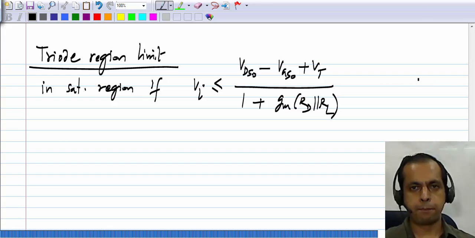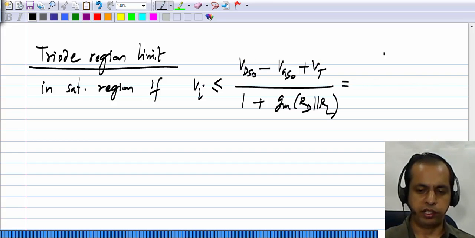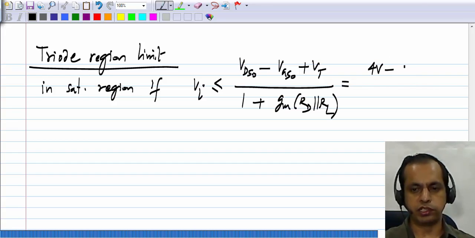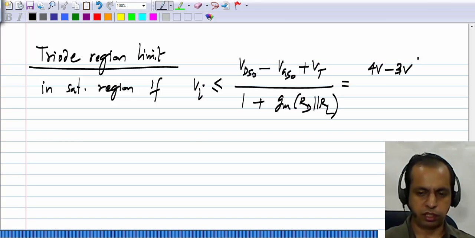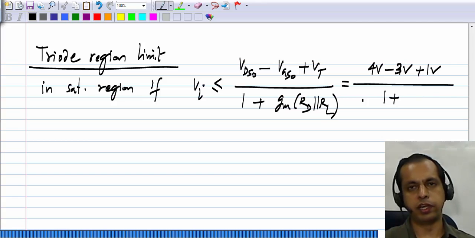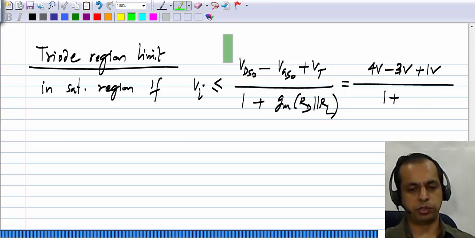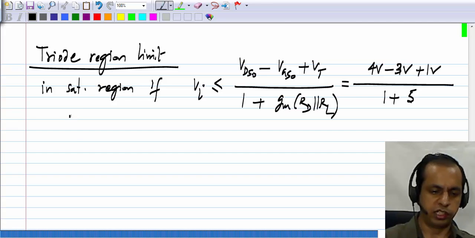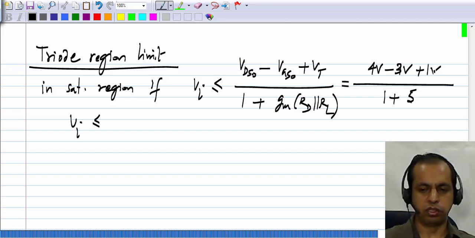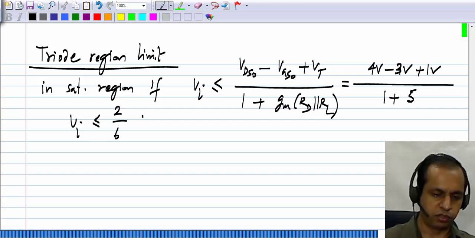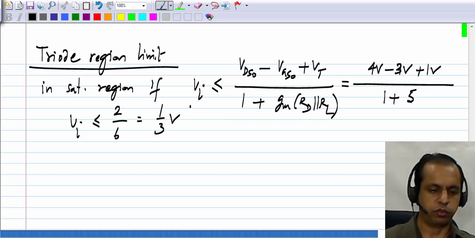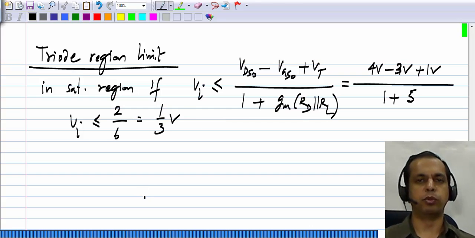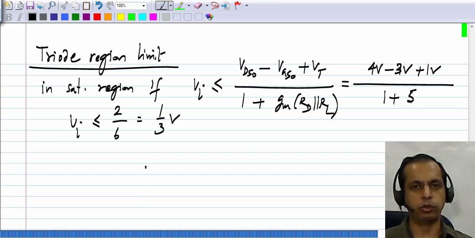And how much is this? VDS0 is 4 volts, VGS0 is 3 volts, Vt is 1 volt, divided by 1 plus this product Gm times Rd parallel RL, which is 5. So it says that Vi should be less than or equal to 2 by 6, or 1 by 3 volts. So if the input voltage is greater than about 330 millivolts, the transistor will go into triode region.